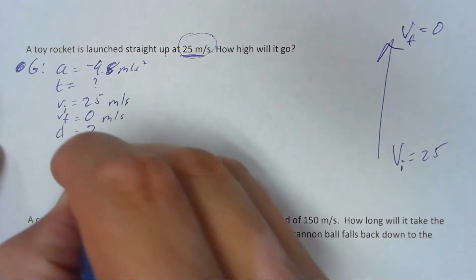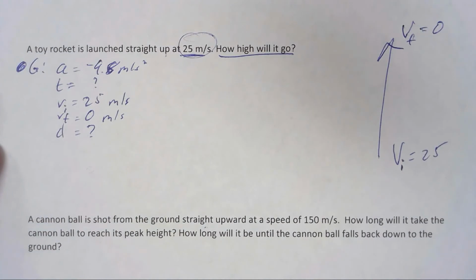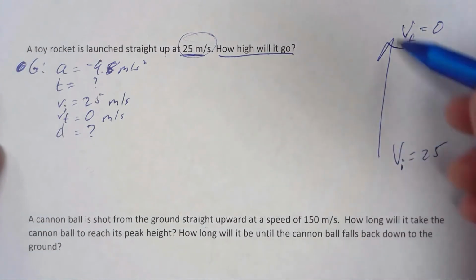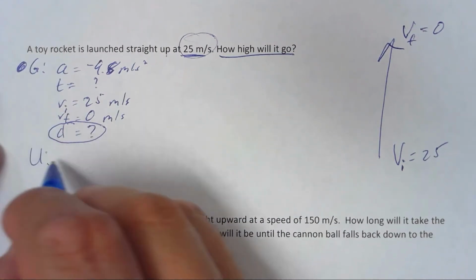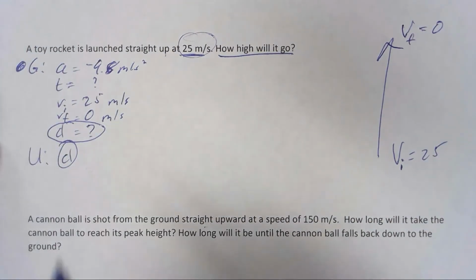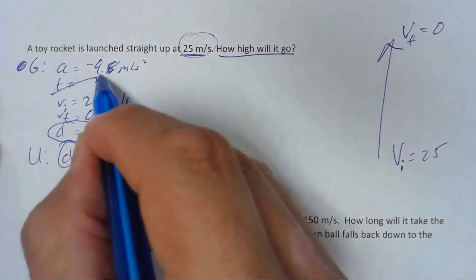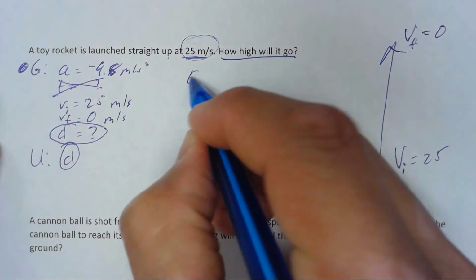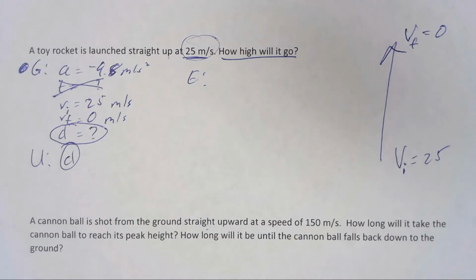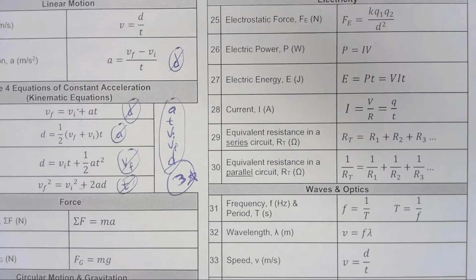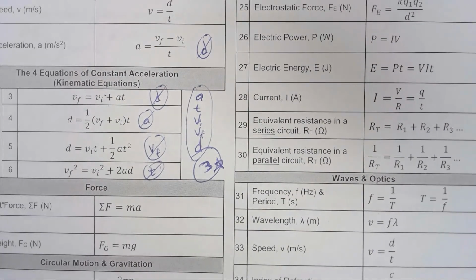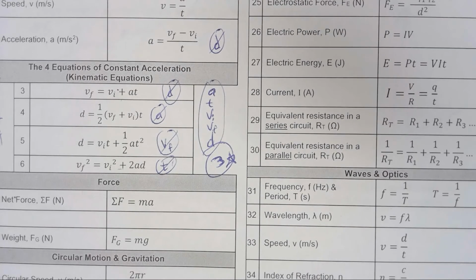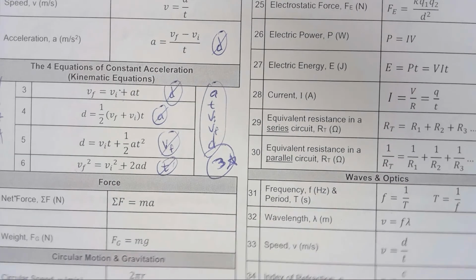D, don't know. Matter of fact, that's what they're asking us for. How high will it go? High is another word for a distance or displacement measurement. That's what we're looking for. So since that's the variable I care about, I don't care about t in this case. Let's find an equation that has d but not t. So let's look for that. Which one has d as in dog, but not time? It's number 6. VF squared equals VI squared plus 2AD.